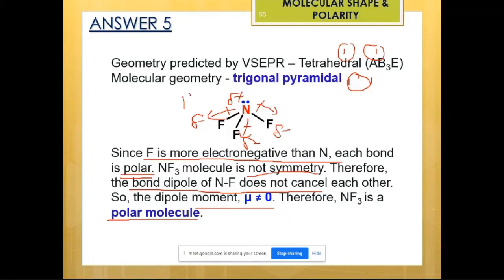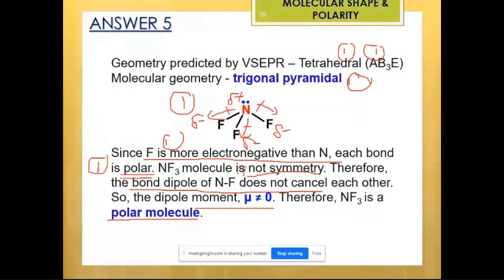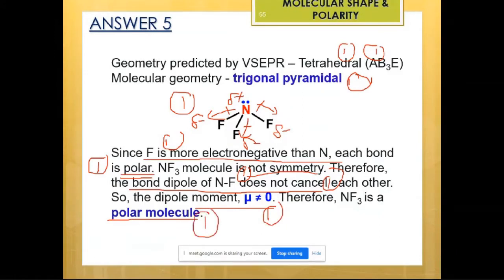Remember, show it. So, explain the bond. And then explain the symmetrical or not symmetrical. So, can cancel or not. What happened to the mu? Means the dipole moment. And then conclusion. Polar molecule or not polar molecule. Tadi cakap pasal bond. Ini cakap pasal molecule. Clear? Clear?